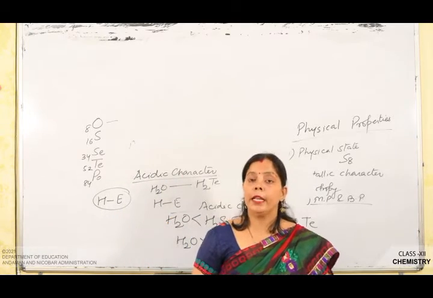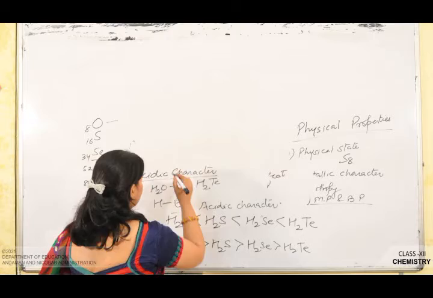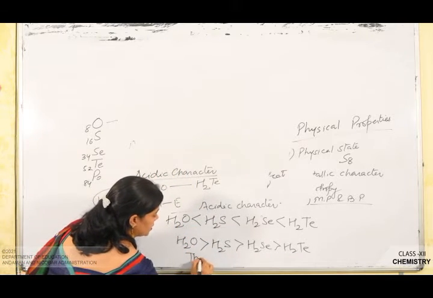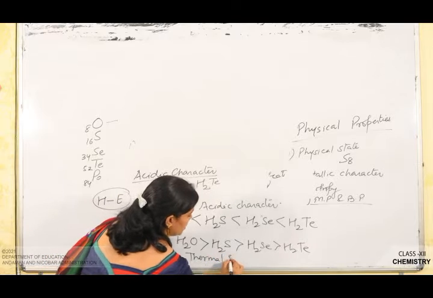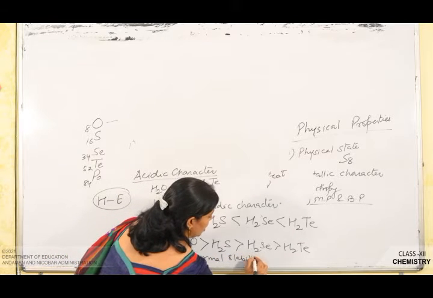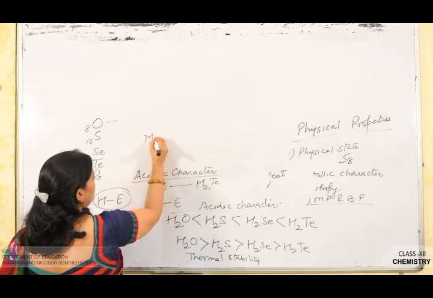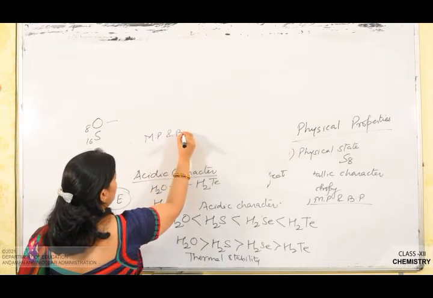Next is the melting and boiling point. After the acidic behavior, here is the thermal stability, which decreases in this order, and after that the next is the melting point and boiling point.